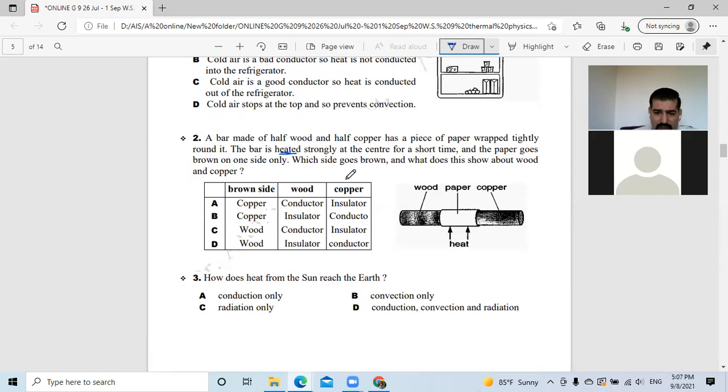Now we know that copper is a good conductor, and wood is a good insulator. So which side will become brown? The wood side. Why? Because it's a bad conductor. It's an insulator, so the heat does not transfer through the wood. It stays here, so this side becomes brown and starts to burn. The other side transfers heat through the copper.